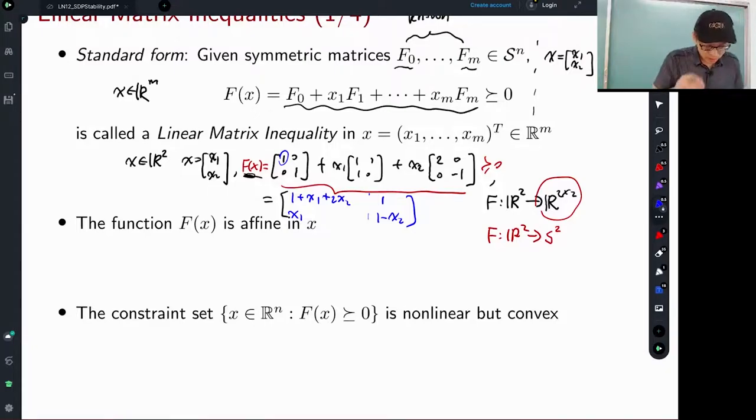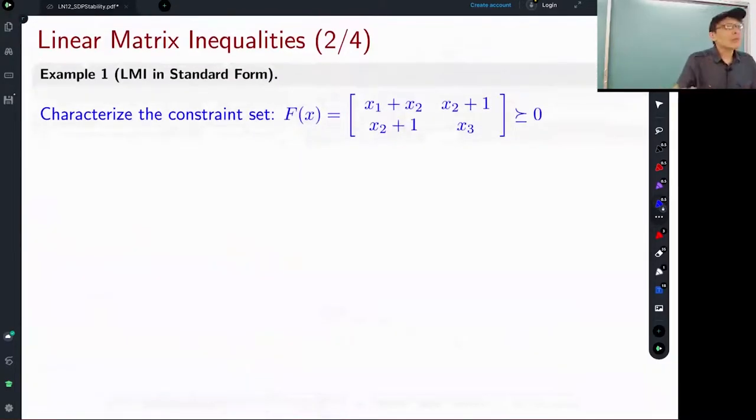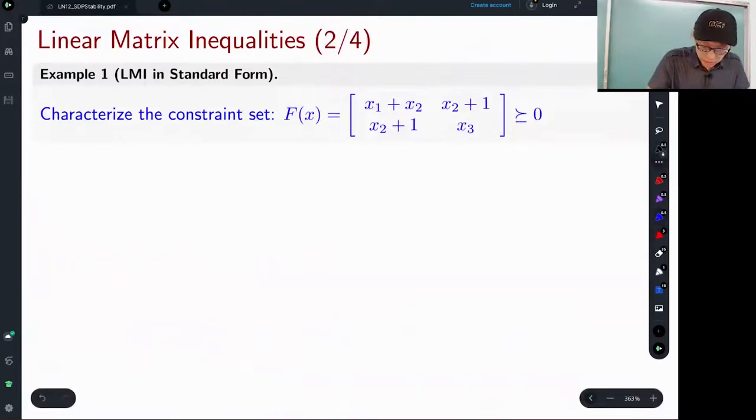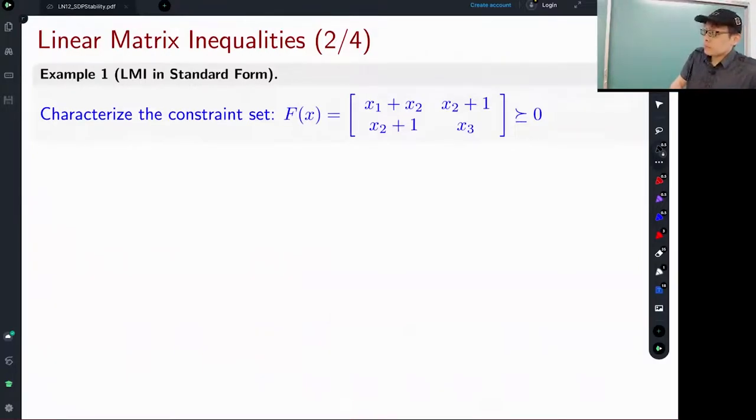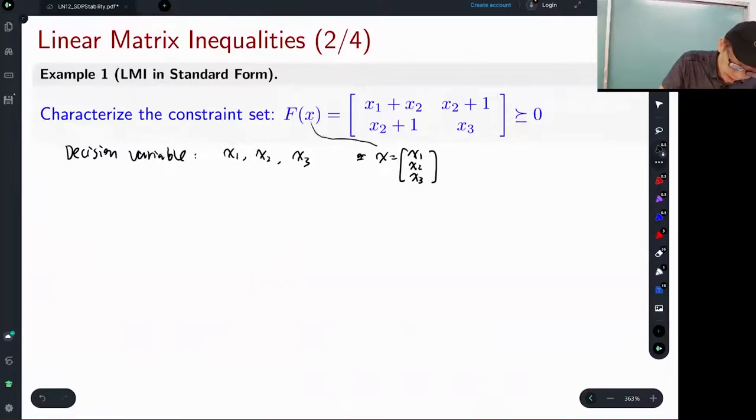Before I introduce a lot more properties, a student asked me, then I can directly show examples first, to give you a concrete feeling what this inequality means, right? Suppose that's my inequality. My first question is that, let's say my decision variable is x1, x2, x3. If I put them together as a vector, that's x1, x2, x3. That's my x.